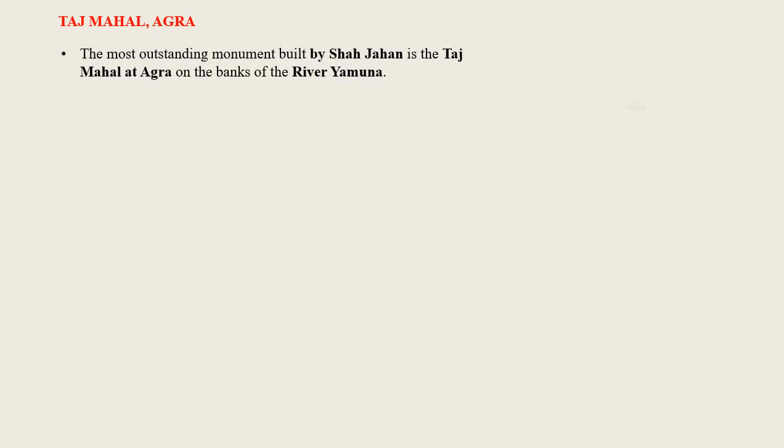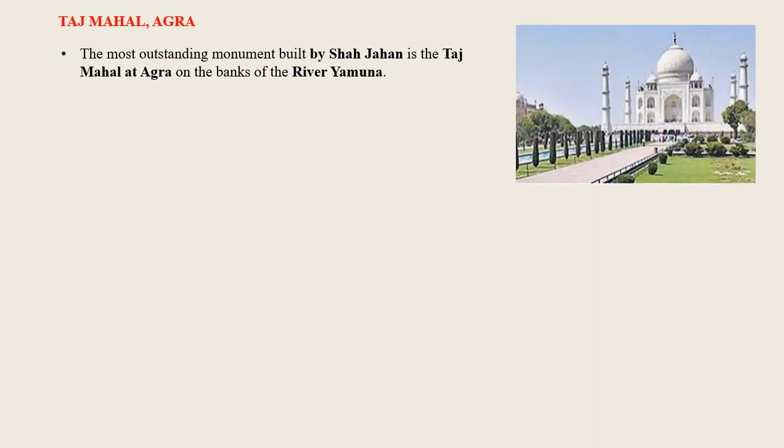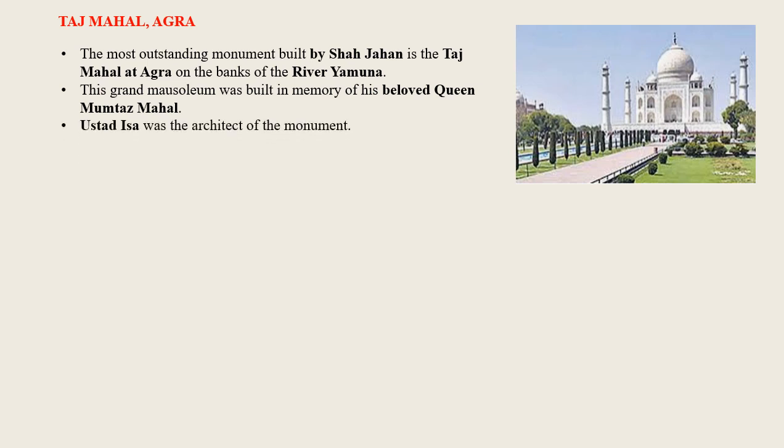Taj Mahal, Agra. The most outstanding monument built by Shah Jahan is the Taj Mahal at Agra on the banks of the river Yamuna. This grand mausoleum was built in the memory of his beloved queen, Mumtaz Mahal. It has been described as a dream in marble designed by fairies and completed by jewelers. Ustad Isa was an architect who designed the monument. Its main features are as follows.